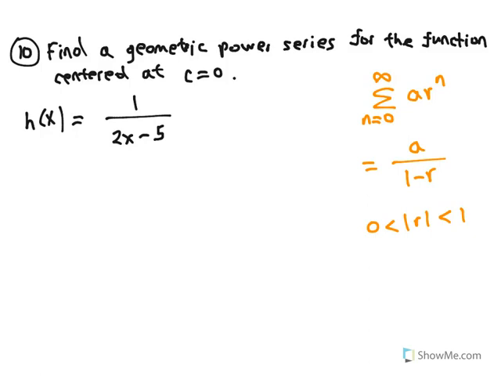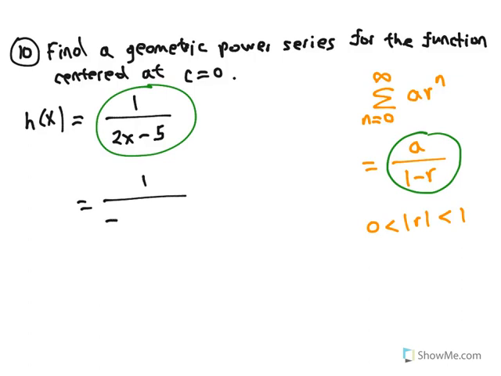So here we look at a second example, number 10. Find a geometric power series for the function centered at c is equal to 0. And our function is h of x is equal to 1 over 2x minus 5. So our goal is to use the theorem that we learned in section 9.2 for the convergence of a geometric series. And to do that, we need to rewrite our function so that it fits the form a over 1 minus r. So we have to do some algebraic manipulation. And the first thing that we can do is the following. So we can just write for the denominator negative 5 plus 2x.